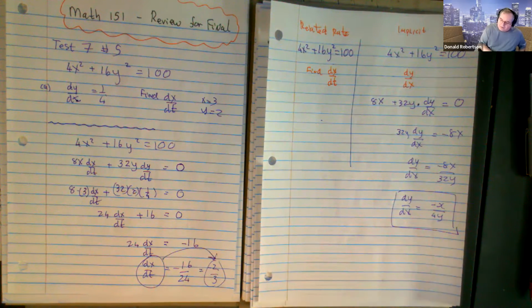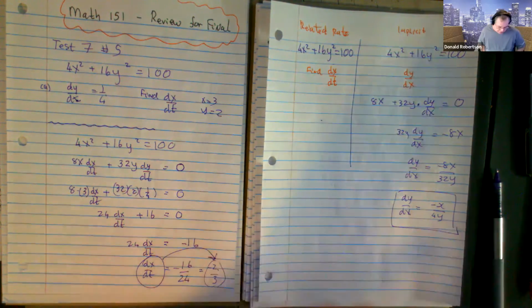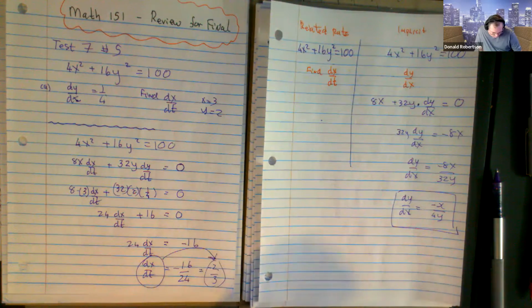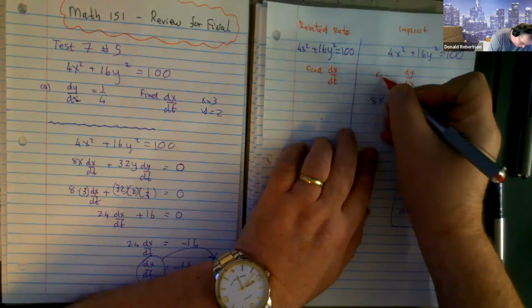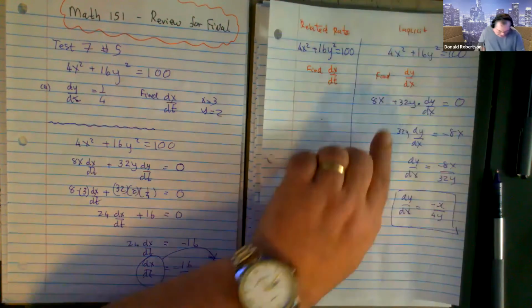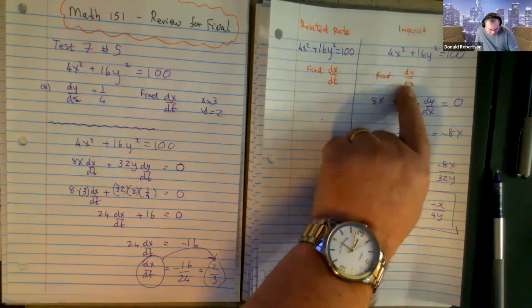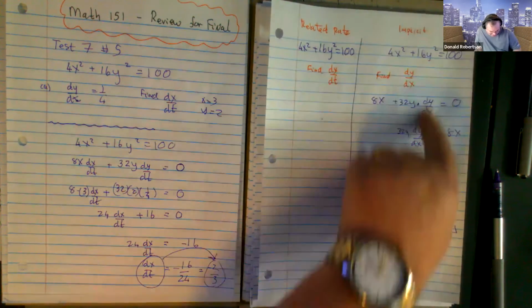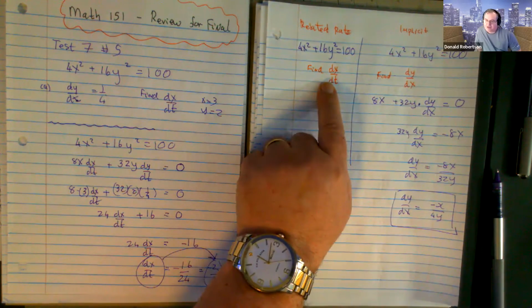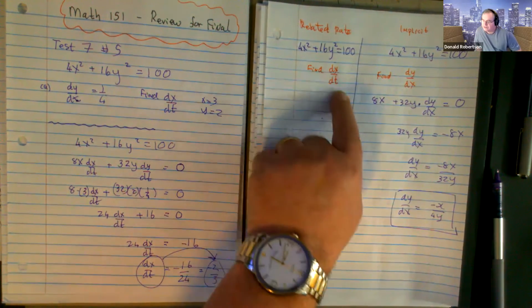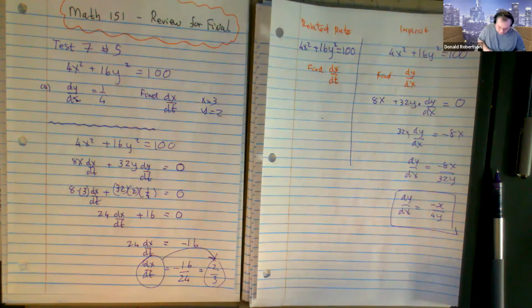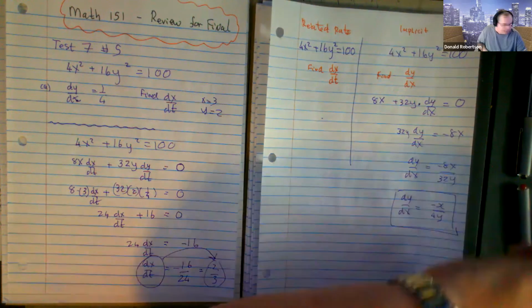So they are distinctly different things, but you should be able to tell by what you're being asked to find. So for one last time, if they're asking you to find dy by dx, it's implicit, do it this way. If they're asking you to find dx by dt or dy by dt, that's typically what they're asking you, it's this guy, related rates. Next question.